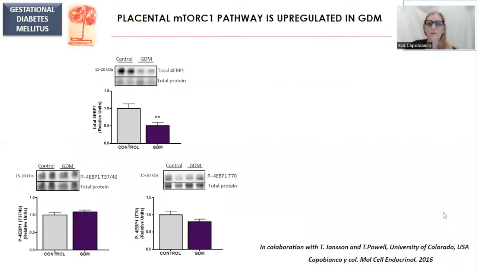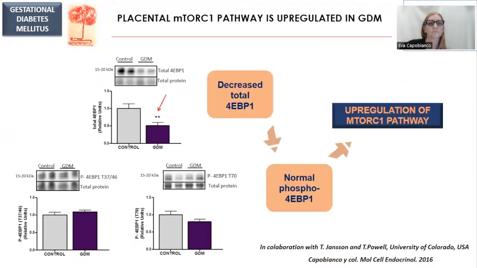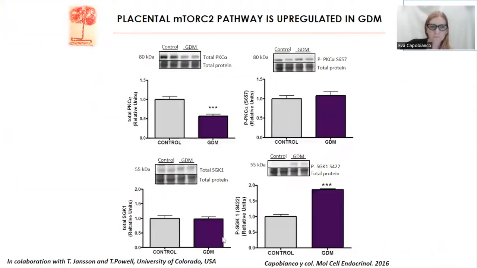So in collaboration with the laboratory of Thomas Johnson and Teresa Powell at the University of Colorado, we studied the mTORC pathways in the placentas of GDM rats, and we observed a decrease in total levels of 4EBP1 and normal levels of phosphorylated 4EBP1, concluding that the mTORC1 pathway is upregulated in placentas from GDM rats.